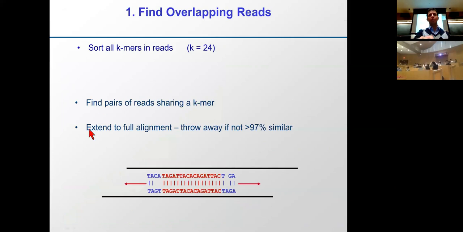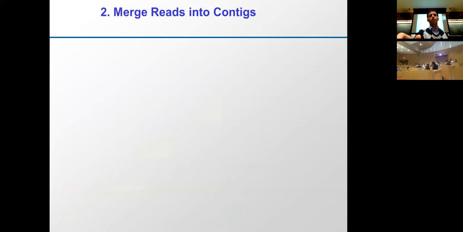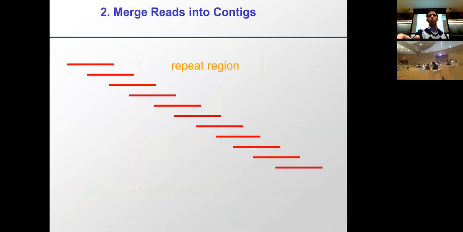So how do you find overlapping reads? You can sort all the k-mers in the reads, then find pairs of reads that share a k-mer, and then extend to the full alignment, throwing it away if it's not above some threshold. To merge reads into contigs, you find places where there's unambiguous alignment, and then you merge those. And then other places of unambiguous alignment, you merge those.